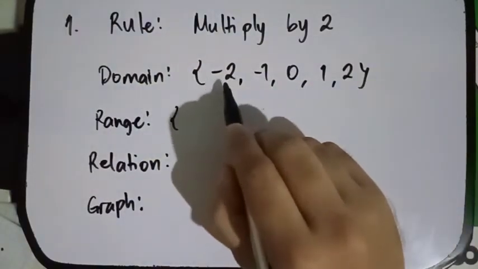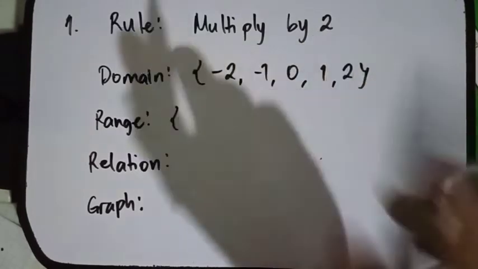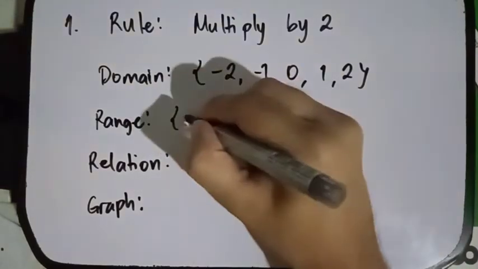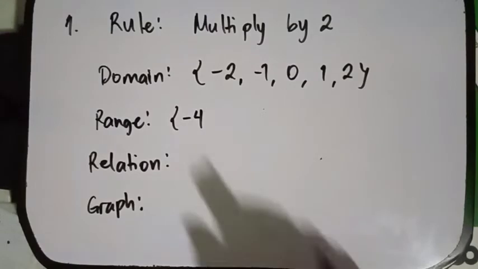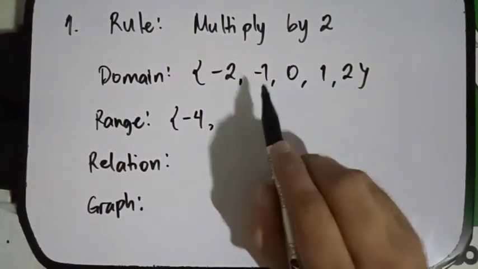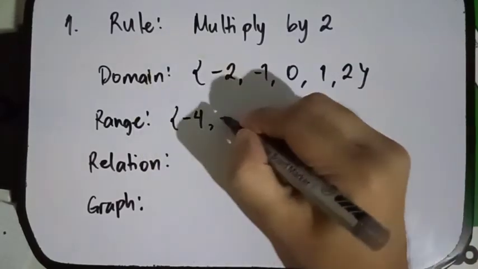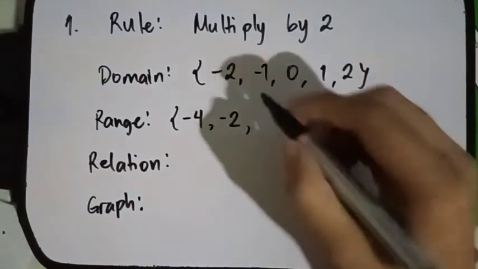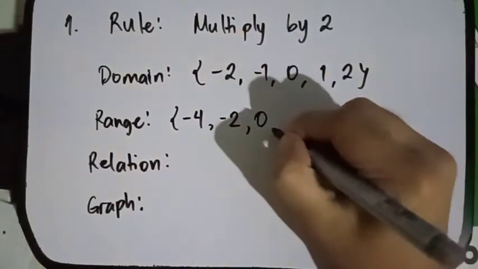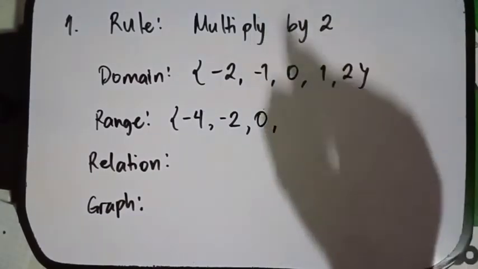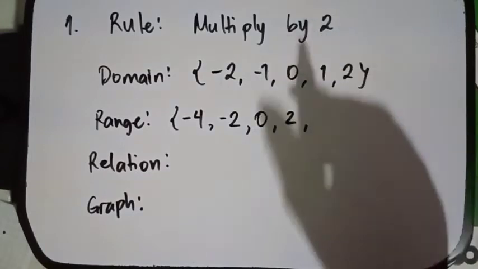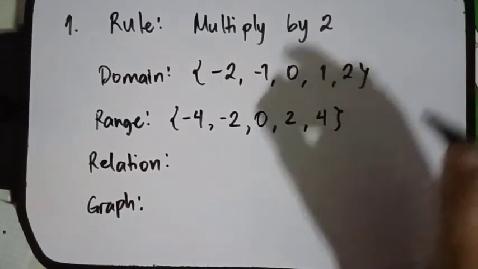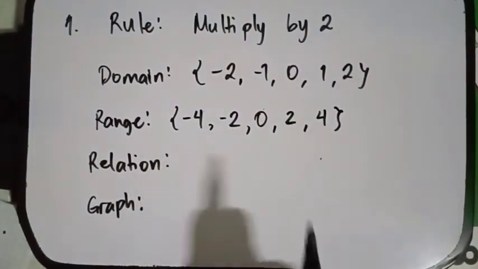So, meron tayong negative 2 dito at kung i-multiply natin sa 2, magiging negative 4. Because negative 2 times 2 is equal to negative 4. So, ayan yung first number natin sa range. Tapos naman, negative 1, i-multiply natin sa 2, magiging negative 2. Next, yung 0, i-multiply natin sa 2, 0 na ang sagot. Tapos, 1, i-multiply natin sa 2, 2 ang sagot. Tapos, 2 times 2, ang sagot naman ay 4. And that's it. Ito na yung range ng relation.